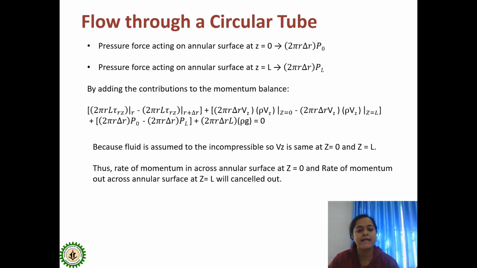After that, the fluid is assumed to be incompressible. So Vz is the same at the entrance and the exit of the fluid flow, which means at z equals 0 and z equals L. Thus, the rate of momentum in across the annular surface at z equals 0 and the rate of momentum out across the annular surface at z equals L will cancel out.